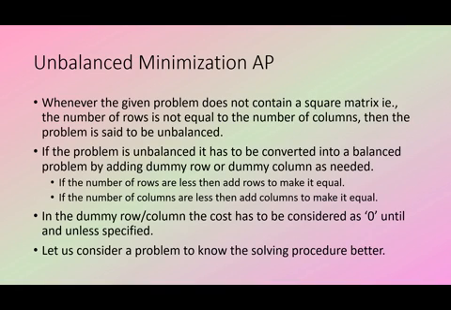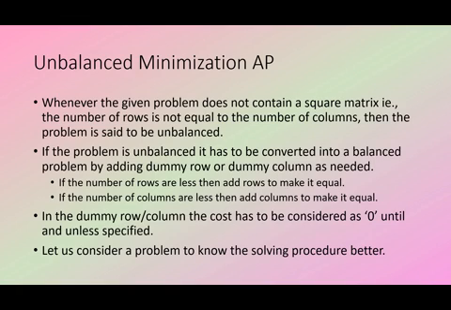In the dummy row or dummy column, the costs have to be given. But because we are adding the dummy row or the dummy column, the cost has to be considered zero. If, very specifically, the problem specifies that a particular dummy row or dummy column has some fixed value, then you will have to take that value. If nothing is given, and most of the time nothing would be given, you will have to consider the cost as zero, right? So we have understood the procedure of converting an unbalanced problem into a balanced problem.